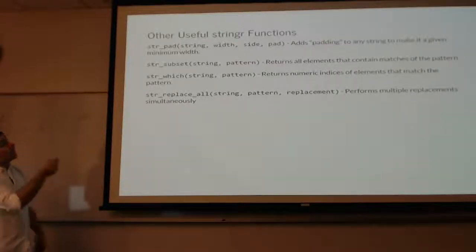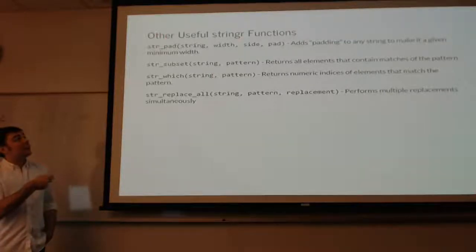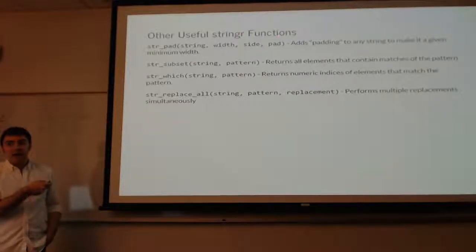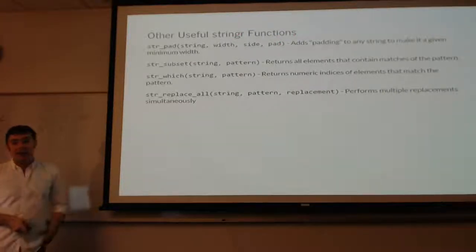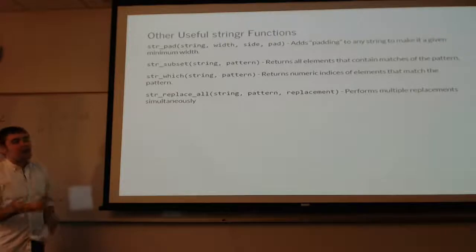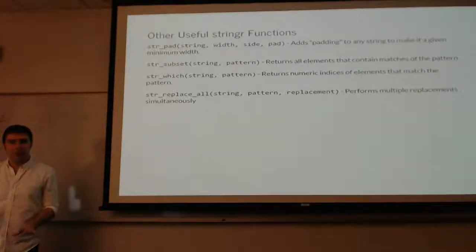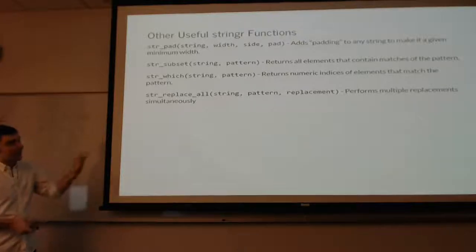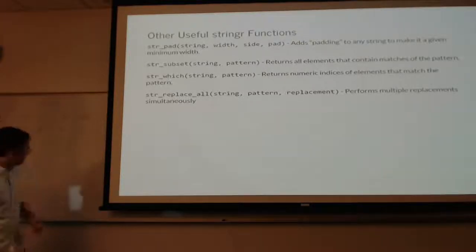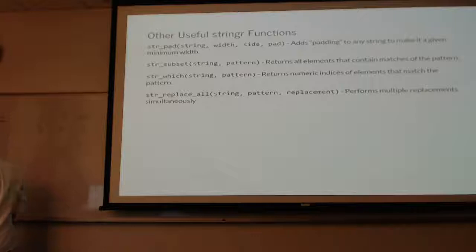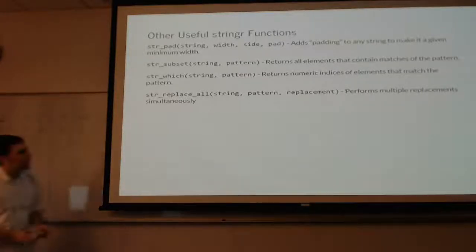I mentioned this: string pad. Given a string, a width you want the output to be, a side to add padding to, and some value you want that padding to be, it will pad out any string so that every string in that vector is the same width. Right? This is great if, say, like something I talked about was I have lots of census stuff. Recent thing around here.